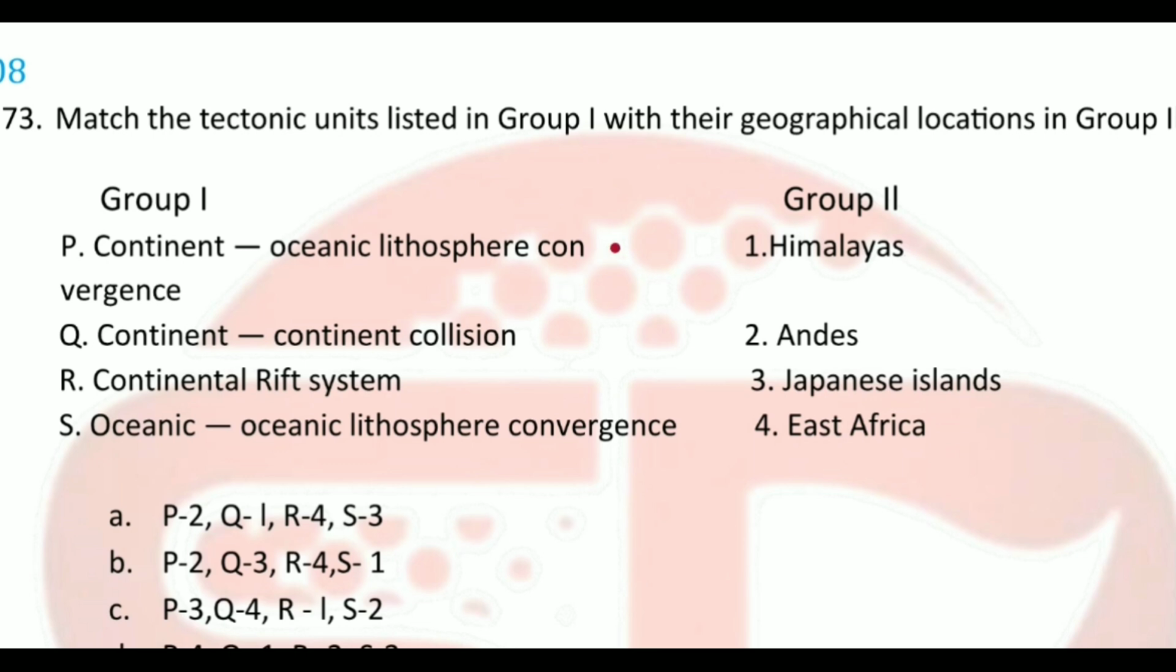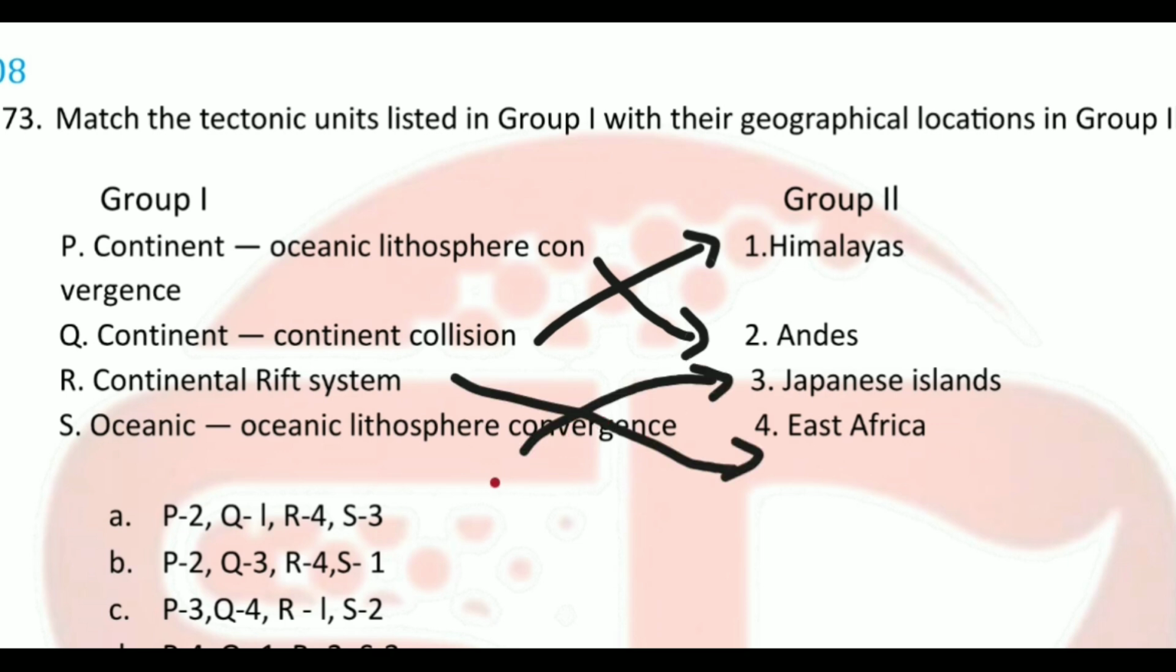Continent-oceanic lithosphere convergence produces the Andes, between the Pacific Ocean and South America. Continent collision is the Himalaya, between the Indian plate and the Eurasian plate. The continental rift system is the East African rift. And oceanic-oceanic convergence is the Japanese islands. So P will be 2, Q will be 1, R will be 4, S will be 2. Option A.